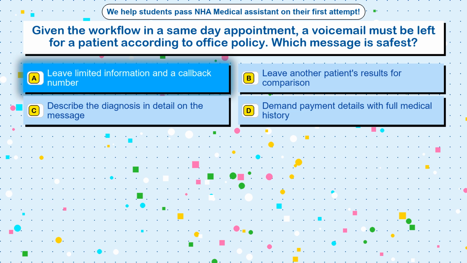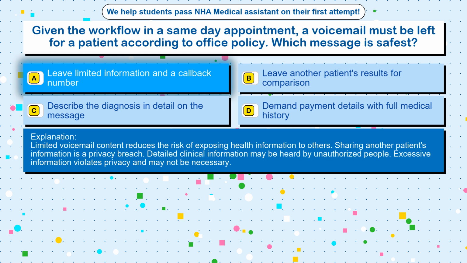The correct answer is option A. Leave limited information and a callback number. Limited voicemail content reduces the risk of exposing health information to others. Sharing another patient's information is a privacy breach. Detailed clinical information may be heard by unauthorized people. Excessive information violates privacy and may not be necessary.